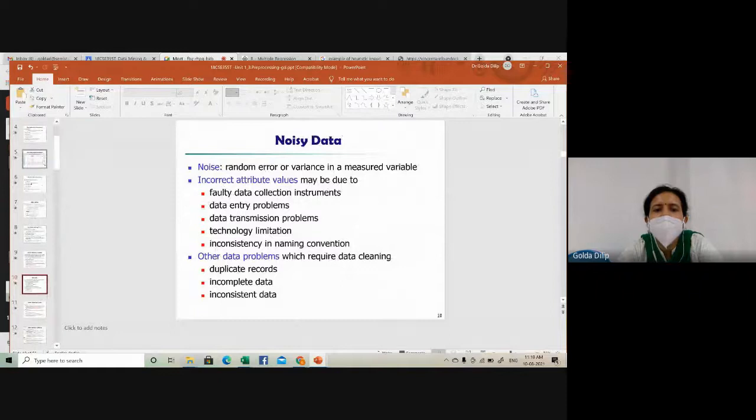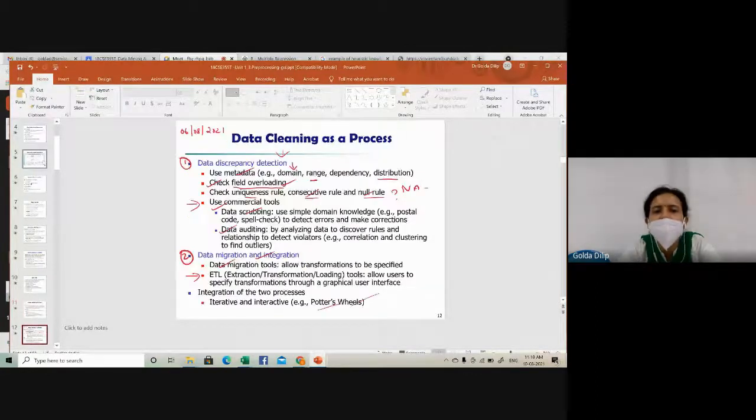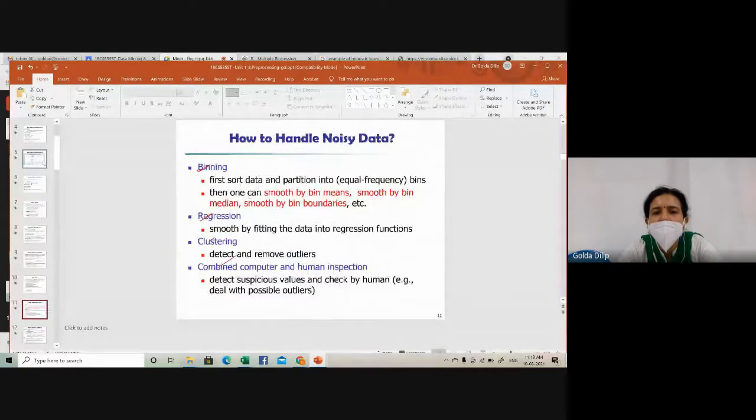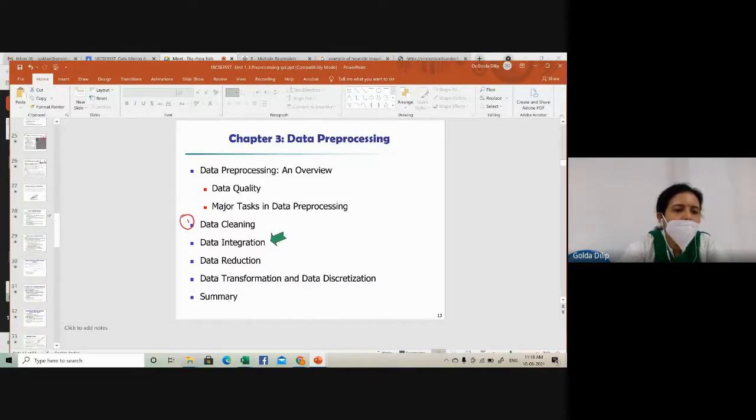See, the noisy data. How do you handle the noisy data? By binning, regression, clustering, and combined human and computer inspection. All these we had discussed, right? The data cleaning process, the data smoothing process, all these things we had discussed. So go through all those.